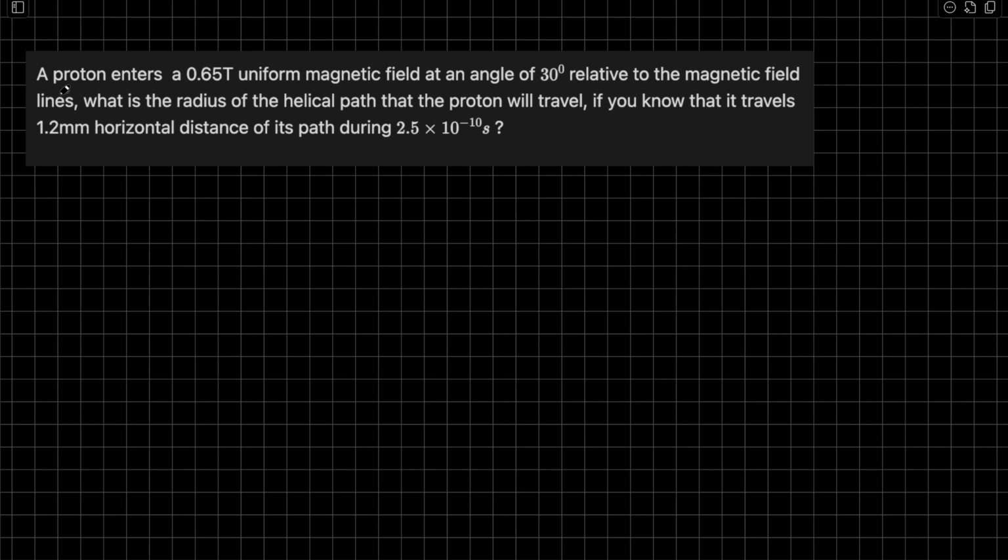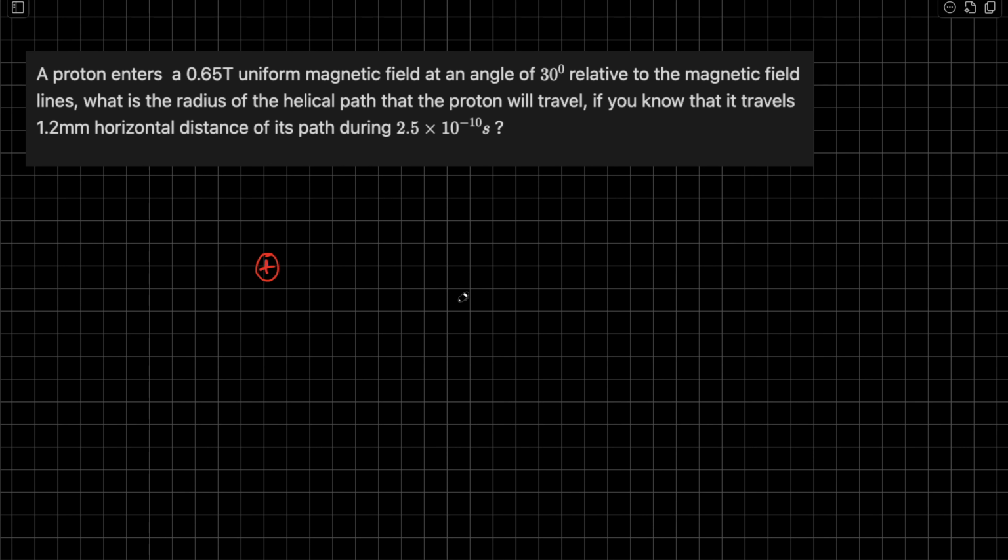Let's solve a problem. A proton enters a 0.65 Tesla uniform magnetic field at an angle of 30 degrees relative to the magnetic field lines. What is the radius of the helical path that the proton will travel, if you know that it travels a 1.2 millimeter horizontal distance of its path during 2.5 times 10 to the power minus 10 seconds? So we are talking about a positively charged proton.